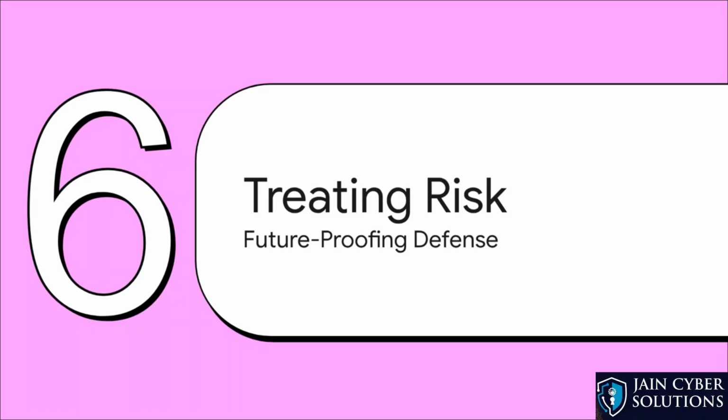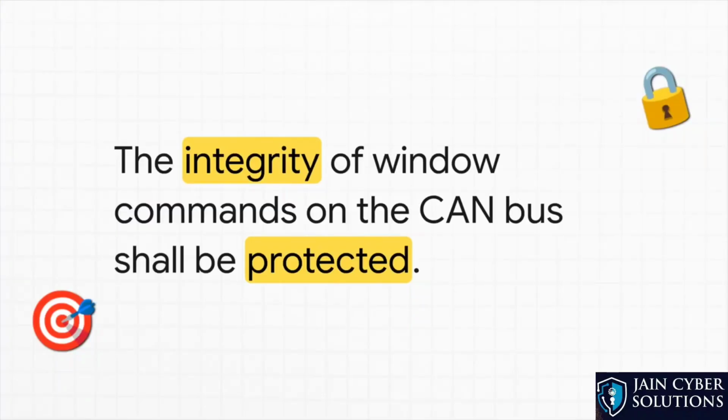Section 6. Treating risk and future-proofing. For those high-risk scenarios, we write a rock-solid cybersecurity goal. It has to dictate exactly what needs to be achieved without forcing exactly how to do it. Going back to our power window, a great goal is: the integrity of window control commands on the CAN bus shall be protected against unauthorized modification. It's clear, it's direct, and it gives the engineers a strict mandate.